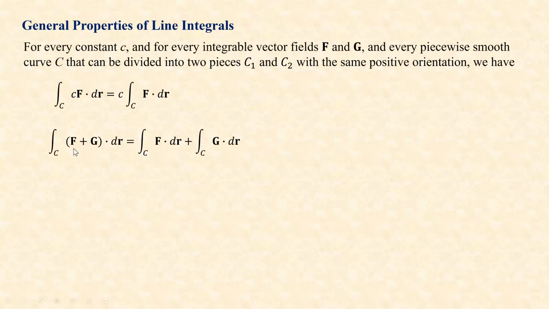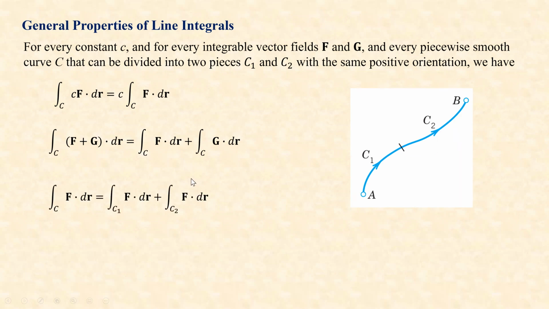If you have the integral of f plus g dot dr, it becomes the integral of f dot dr plus the integral of g dot dr over the same path C. And if you have a curve C from A to B that can be divided into two pieces, C1 and C2, then the integral of f dot dr over curve C is the same as the integral of f dot dr over C1 plus the integral of f dot dr over C2. It means basically you can break it into two pieces or more, right?